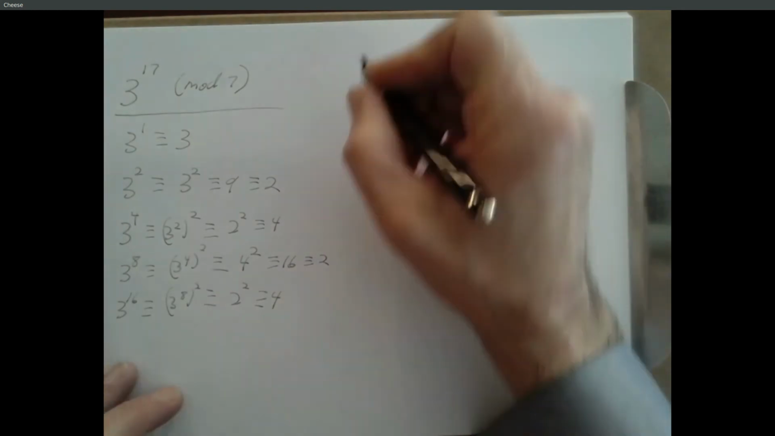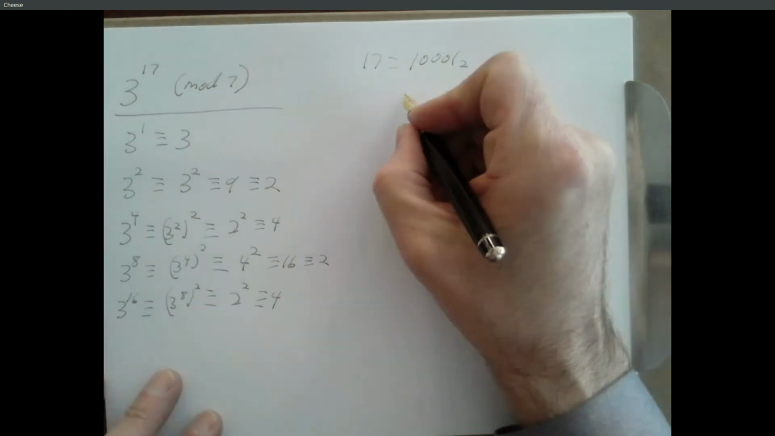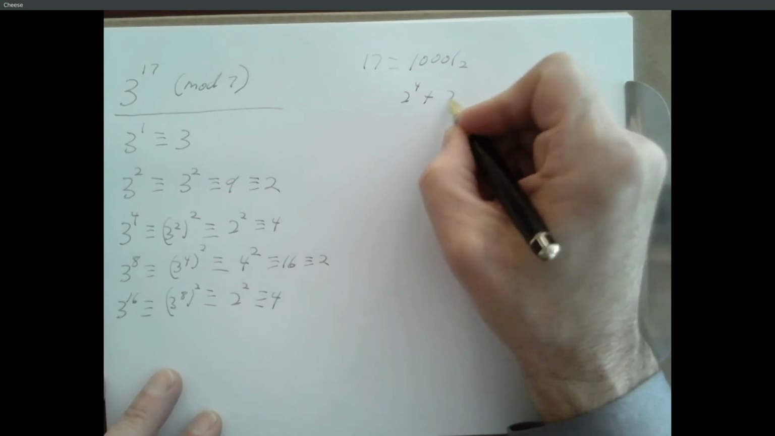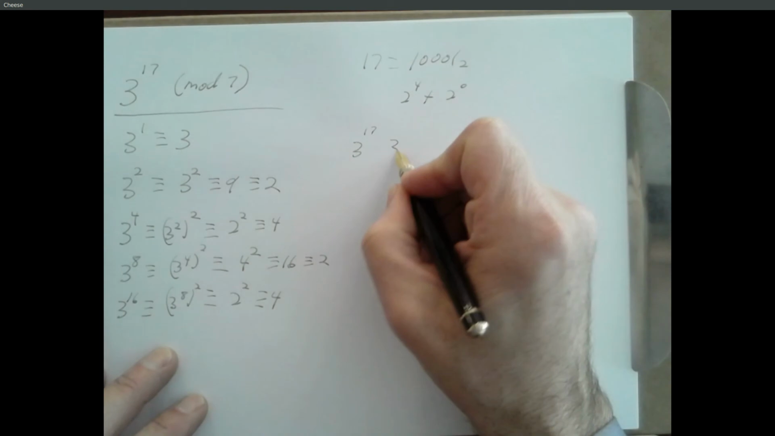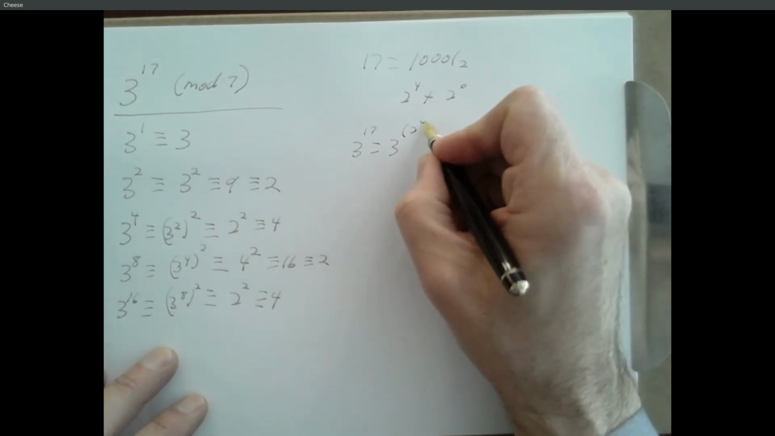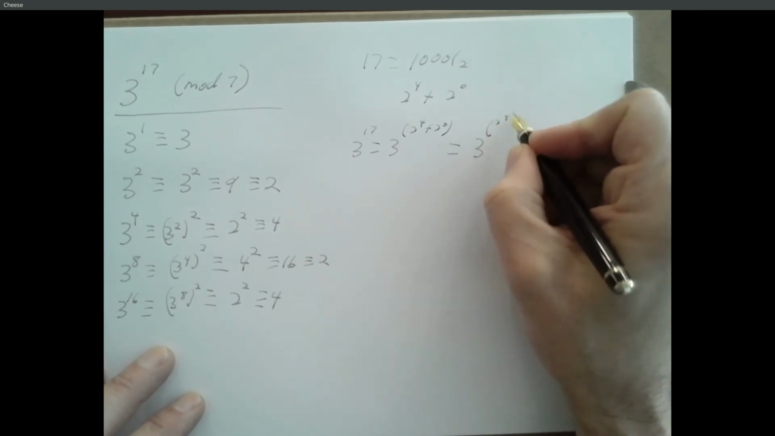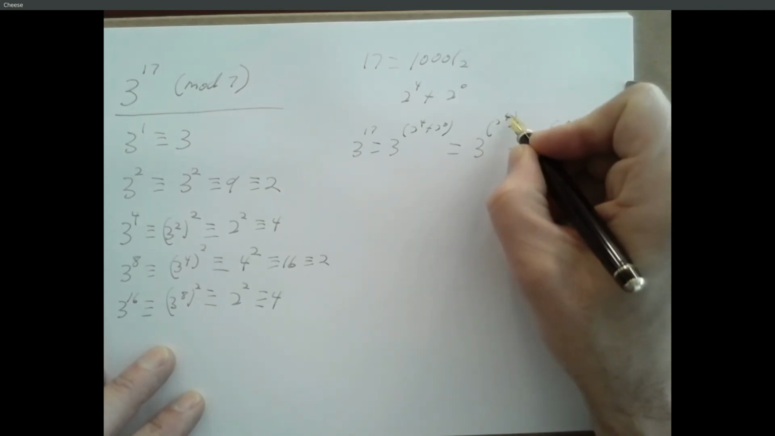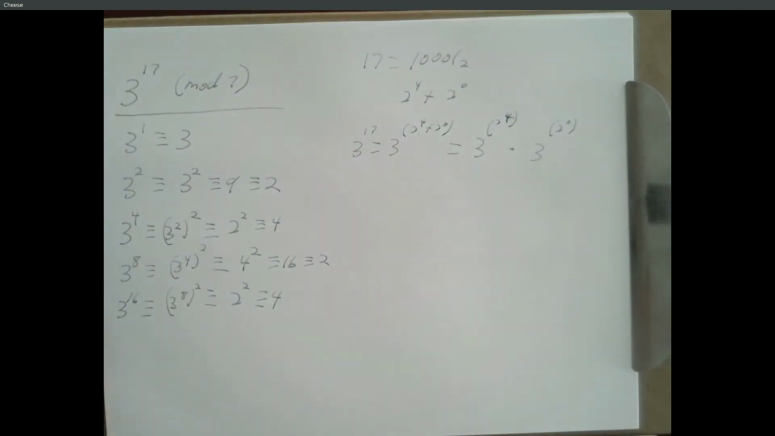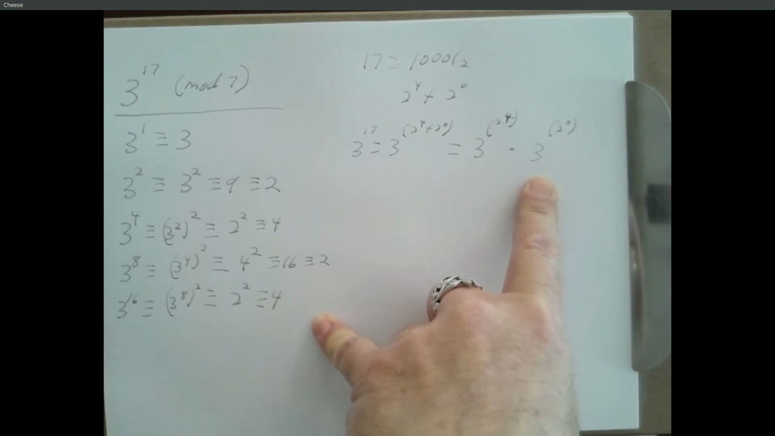Okay, well, I can take the number 17, and I can write this in binary. And that tells me that 17 is equal to 2 to the 4th plus 2 to the 0. So 3 to the 17 is 3 raised to the 2 to the 4th plus 2 to the 0, which is also 3 raised to the 2 to the 4th times 3 raised to the 2 to the 0. So exponents, if we add in the exponent, we can take them out and multiply them. This is how slide rules work, by the way.